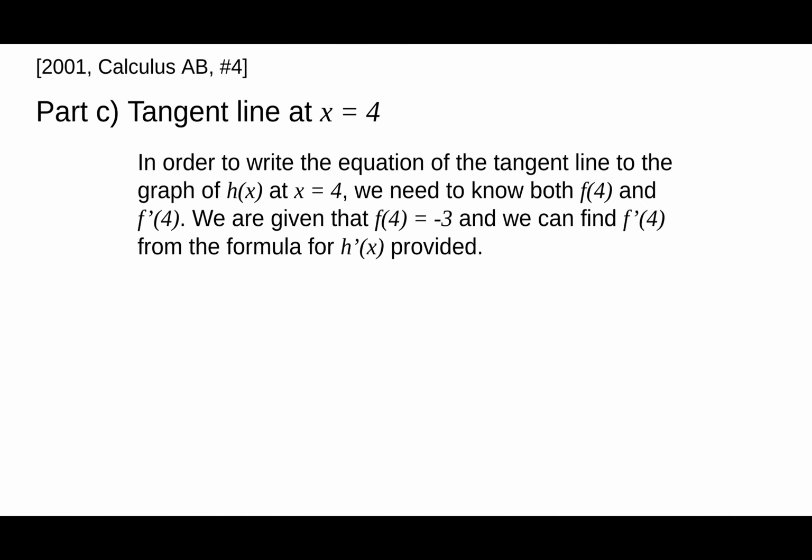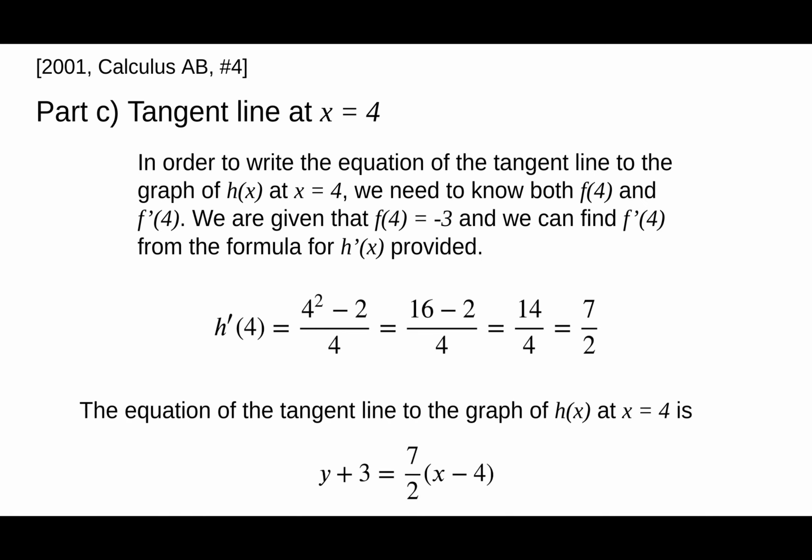So we have our specific x value, we have our specific f of x value, and since we have a formula for f prime, we can find or evaluate f prime at 4 using the provided formula. If we do that, we find that the derivative of h evaluated at 4 is 7 over 2, or 3.5. We have a slope, we have an x-coordinate, we have a y-coordinate. I would recommend writing the equation of the tangent line in point slope form. So in point slope form, we would get y plus 3 equals 7 halves times x minus 4.